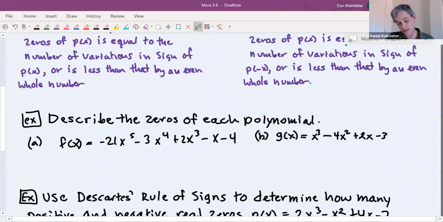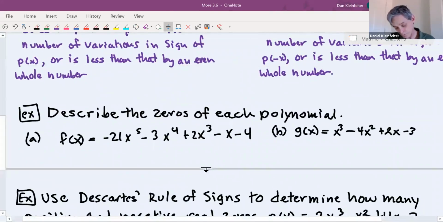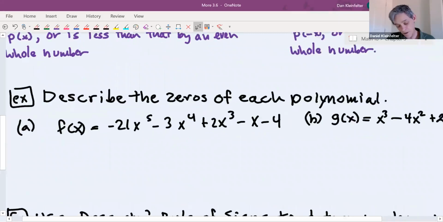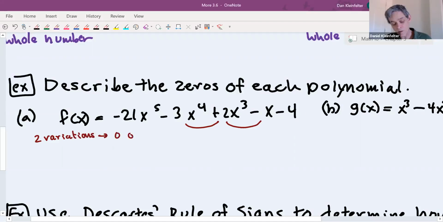Okay, so here we're going to describe the zeros of each of these polynomials. Let me first count the variations in sign on this f(x) that's on the left. It goes negative, still negative, now positive, now negative, and stays negative. So there are two variations in sign. That means that there will be 0 or 2 positive zeros.